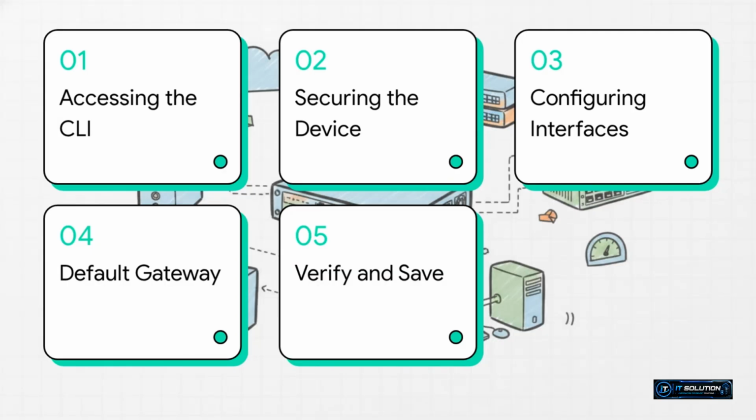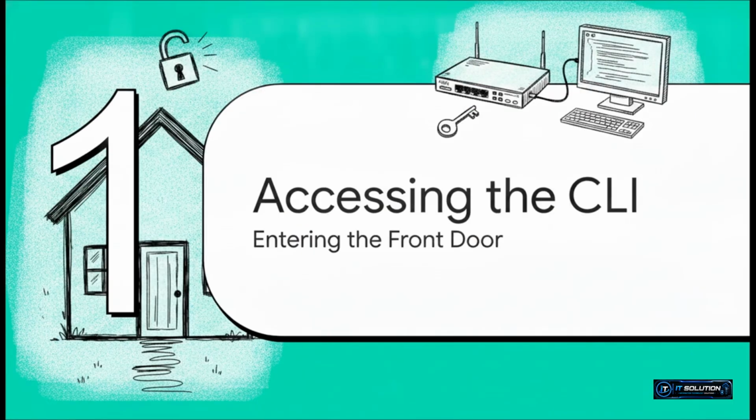Here's our procedural blueprint for today's digital house flip. We're going to move through 5 distinct phases. First, accessing the router CLI. Second, securing the device. Third, configuring network interfaces. Fourth, setting the default gateway. And finally, verifying and saving our configuration. Phase 1. Accessing the router CLI. Entering our empty house and giving it a proper identity.